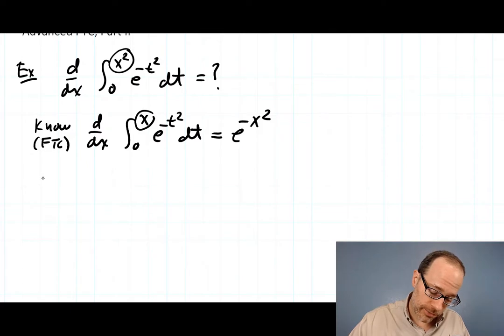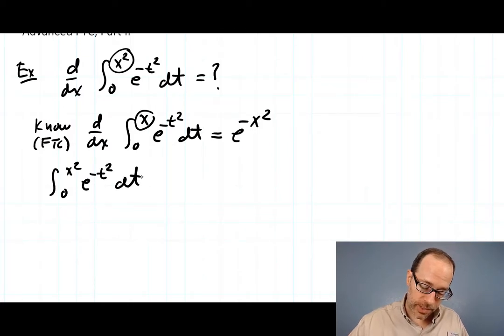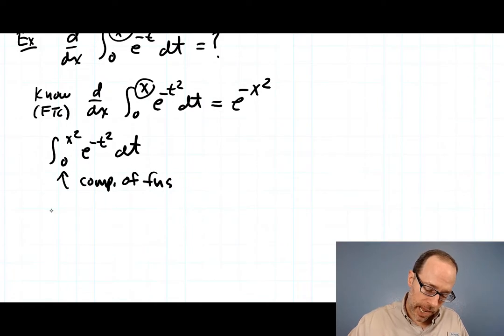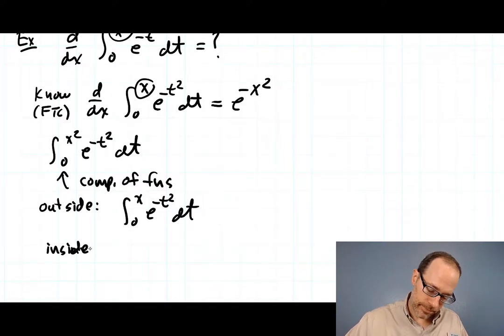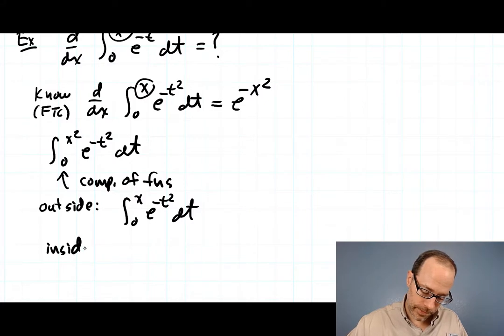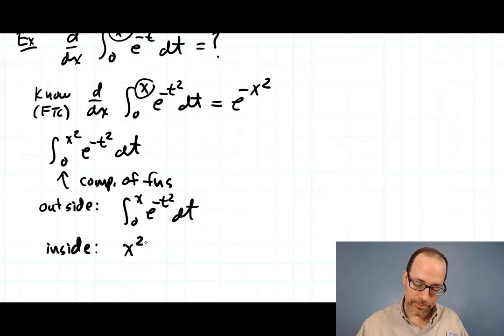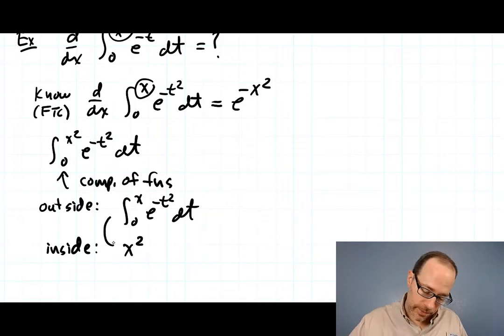So the trick to figuring out this function, e to the minus t squared dt, is to realize that this is a composition of functions. Namely, the outside function is just the function integral from 0 to x, e to the minus t squared dt, and the inside function is just the function x squared. So they plug the x squared into this function.